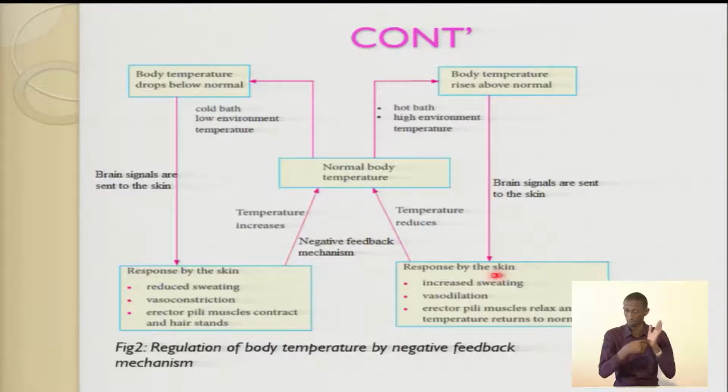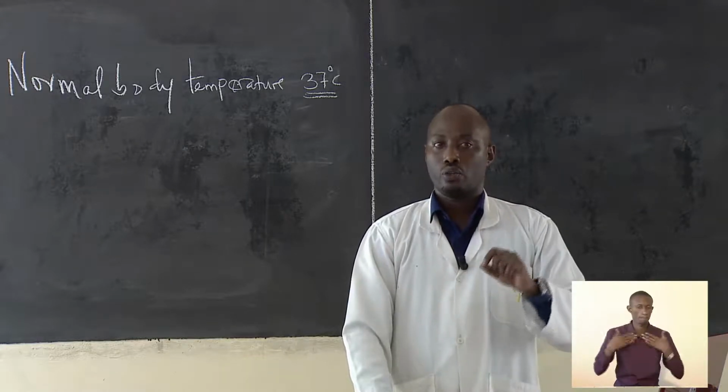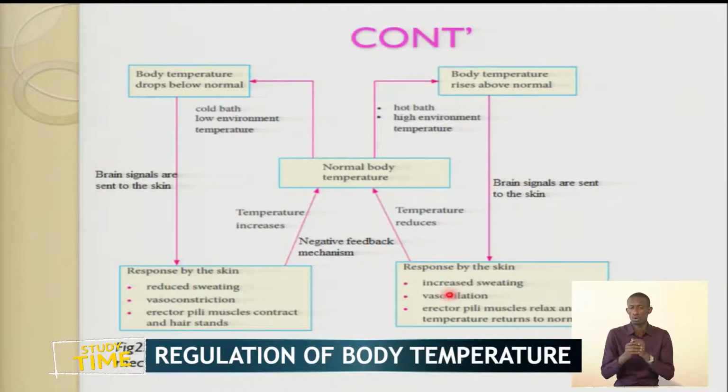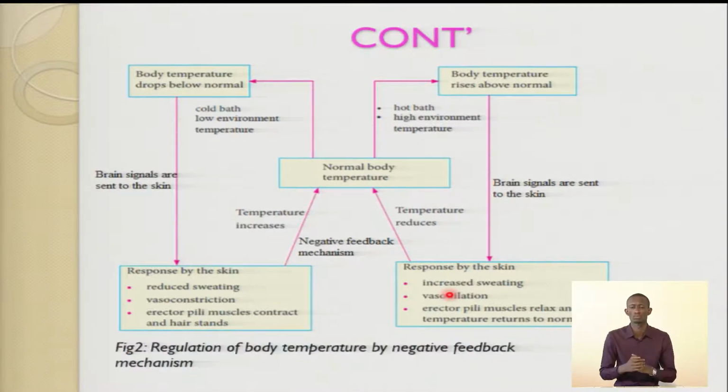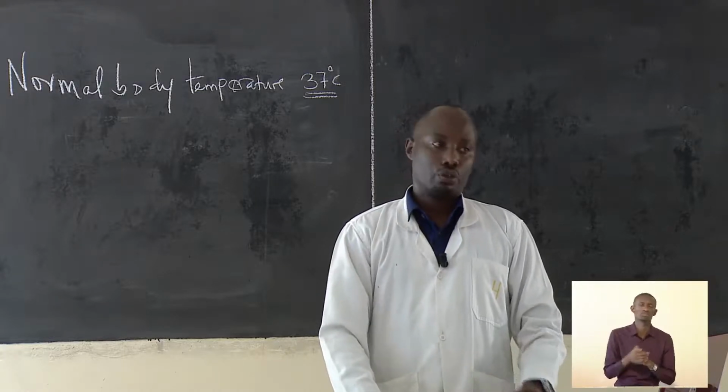We have the response by the skin. What does the skin do? Increased sweating. When it is too hot, there is an increase in sweating. There is vasodilation. The blood vessels dilate; they don't constrict. In that way, blood flow will increase and the temperature will be lowered down. The erector pili muscles relax; they don't contract. And the hair or fur on the skin is going to lie flat. So that is a summarized diagram that shows the negative feedback mechanism of regulation of temperature.